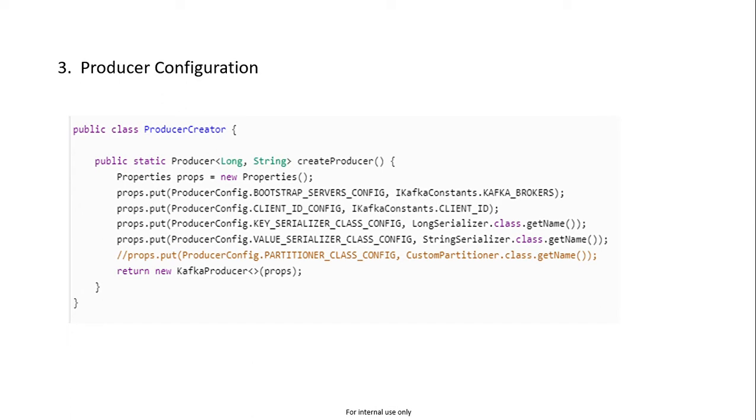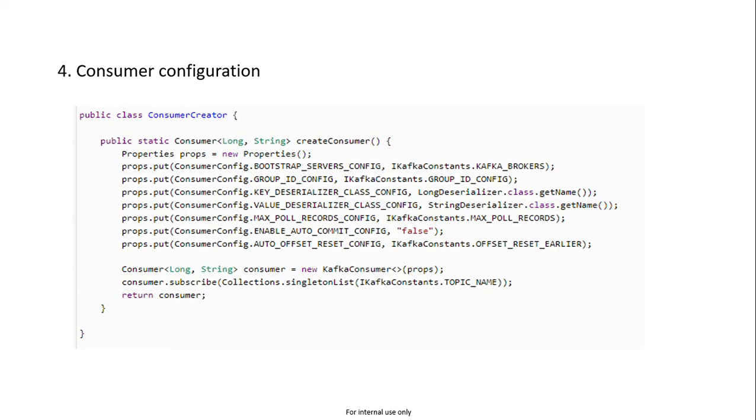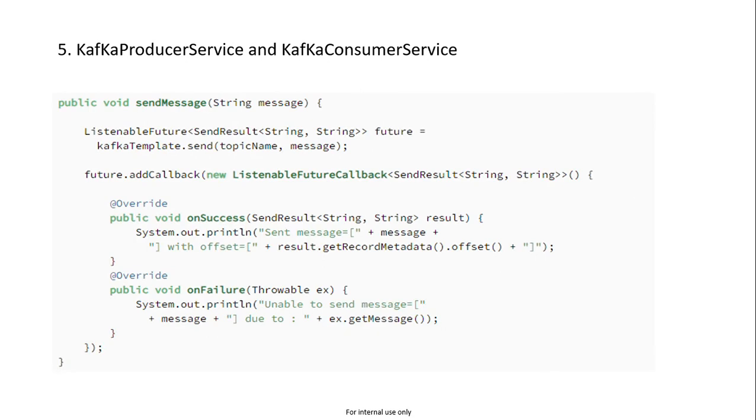Here is a code snippet which shows all the producer configurations which we need to put, and next for the consumer, same as producer. Then we have Kafka producer service and Kafka consumer service. Here we need a listener and publisher for publishing messages and for receiving messages.